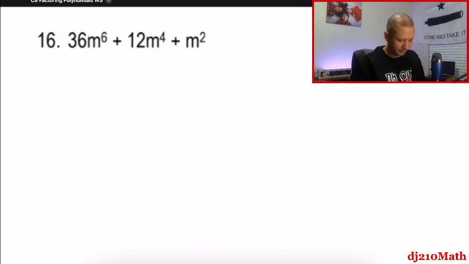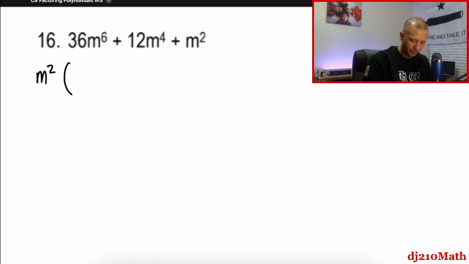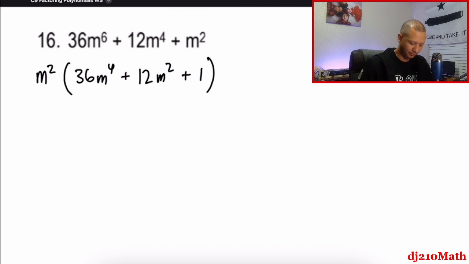All right, number 16. GCF, m squared. I'm going to take out an m squared. What's left behind? 36m to the 4th plus 12m squared plus 1. Okay. So m to the 4th, m squared, I'm going to treat this like a quadratic. This is a quadratic situation. However, 36 times 1 is 36. So two numbers that multiply to make 36 that add up to 12.